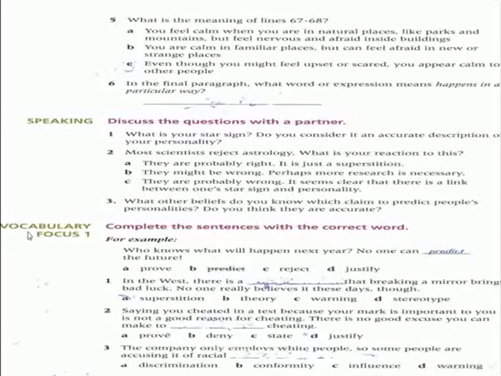colleagues. Next exercise, vocabulary, part 1. Number 1. Complete the sentences with the correct word. For example, here we read and we choose one word: A, B, C, or D. We choose B here for this question. Let's read. Who knows what will happen next year? The answer: no one can predict. Predict means expect. It means to say what's going to happen in the future, right?